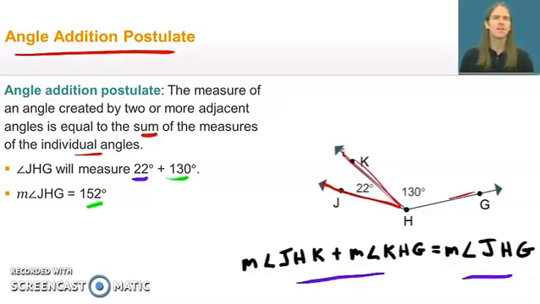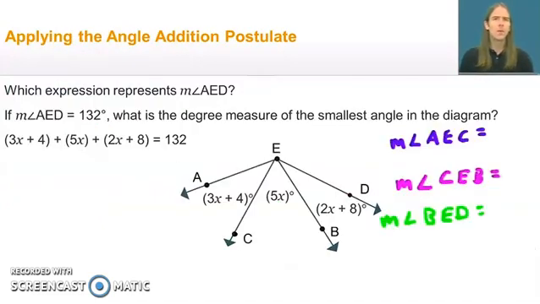Next, let's see what we can do when we're given a more challenging problem. Here we have three adjacent angles, and each of their measures is given by an expression. We're furthermore told the measure of the outside angle, angle AED, and then we're asked to find the measure of the smallest angle in the diagram. If I sum together all of the expressions for the inside angles, I end up with an expression that represents the measure of angle AED. I can use the fact that AED is 132 degrees to set up an equation with that expression, and next I'll solve for x.